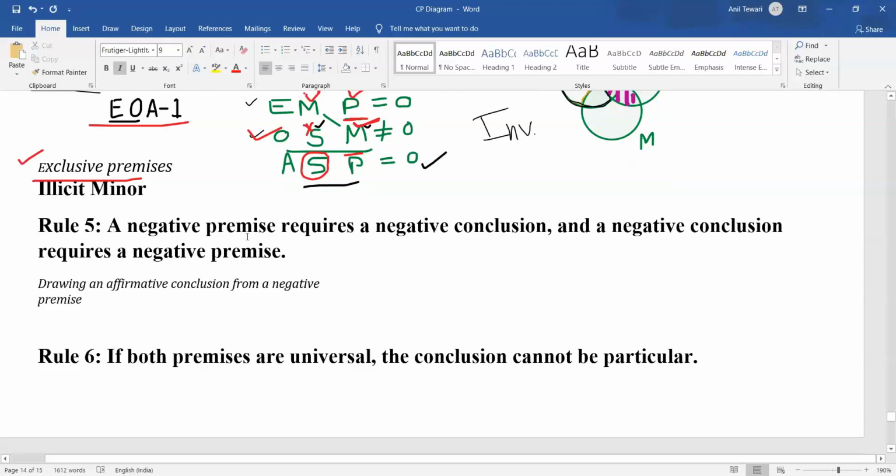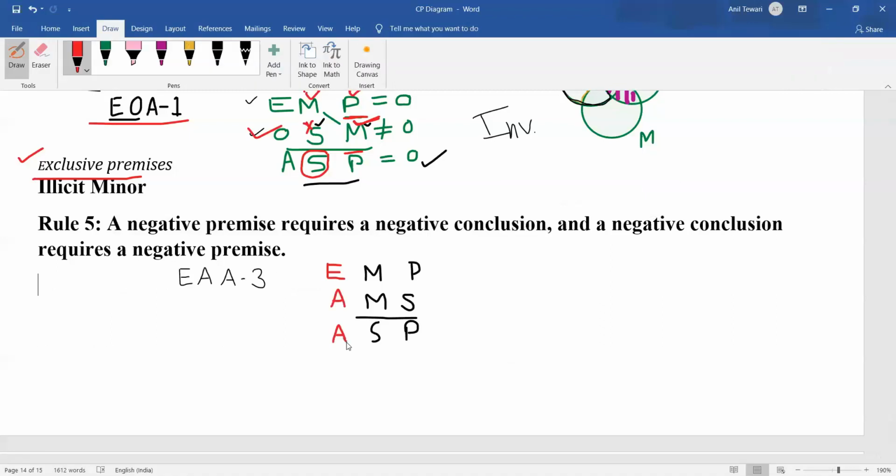if one premise is negative, then the conclusion has to be negative. Rule 4 says that both premises cannot be negative, right? Rule 5 says that, okay, both cannot be negative, but one can be negative. So it restricts the conclusion again. If one premise is negative, then it will produce only negative conclusion validly.